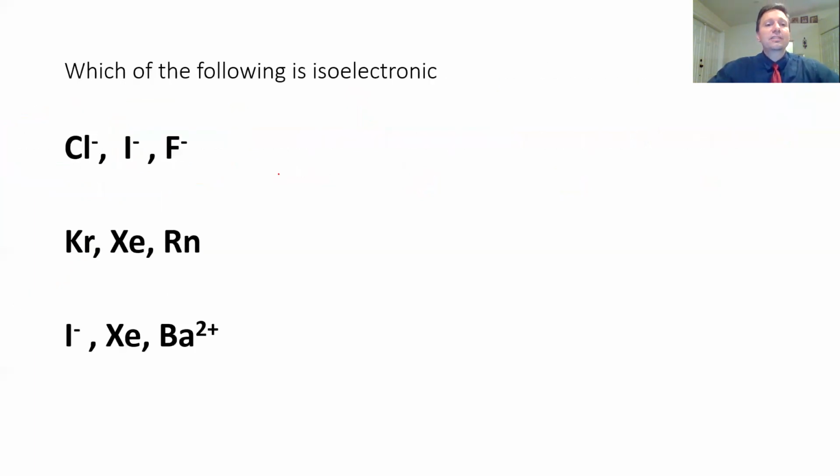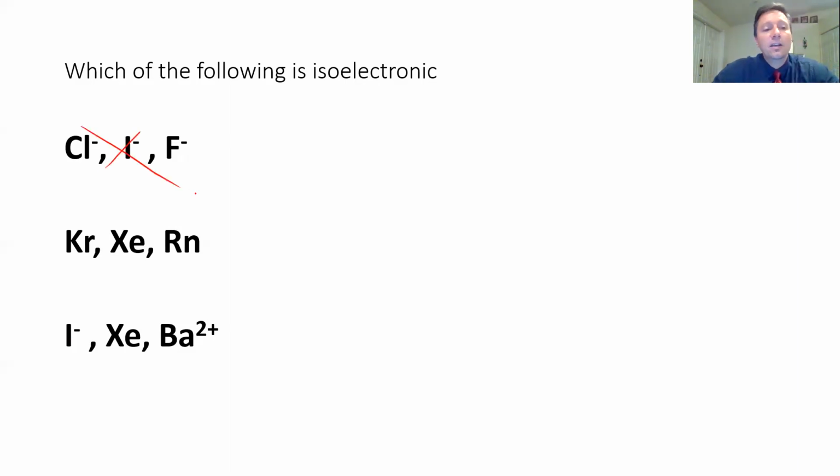All right, so now let's look at this here. Which of the following is isoelectronic? So we talked about this previously. Let's just take a look. Here we have chlorine, iodine, and fluorine. Notice that they all have 1- charges. Isoelectronic doesn't mean that. It can be confusing to think that it means that. These are the same charge, they're in the same family. That's not isoelectronic.